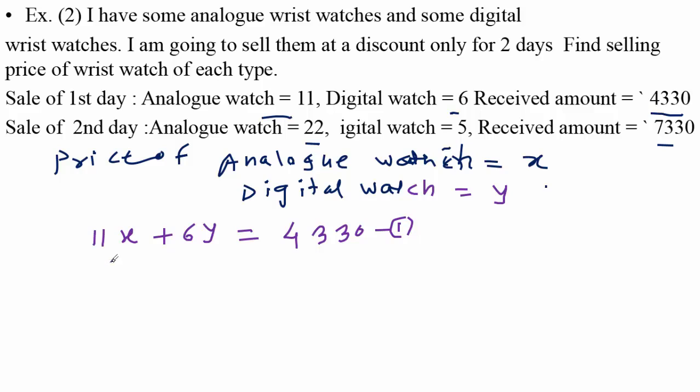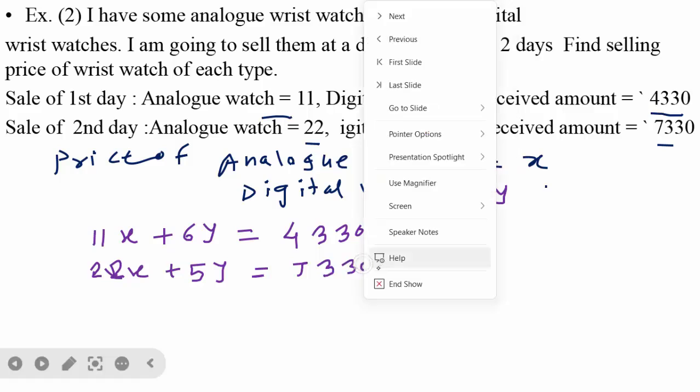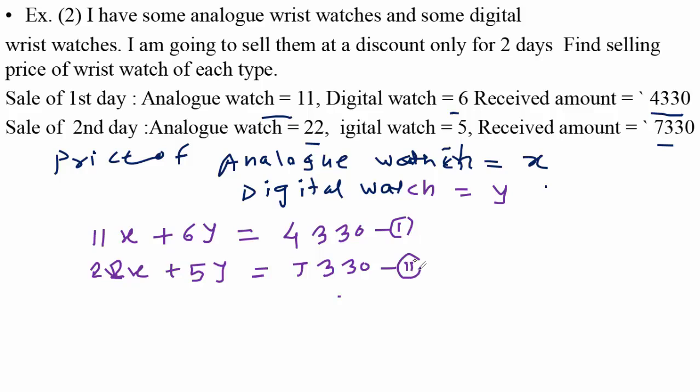And for the second equation, use the second condition. As I sold 22 analog watch, I will get 22x plus 5y equal to 7330. This is the second equation. How to solve these two equations? We shall use elimination method. For that, we shall multiply the first equation by 2 so that coefficient of x becomes same.